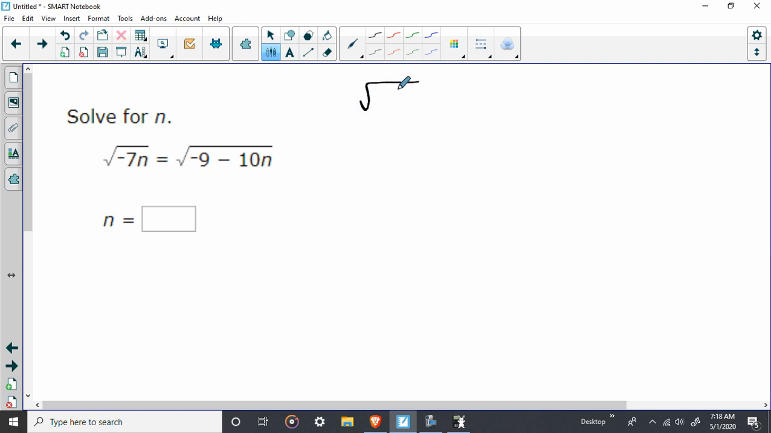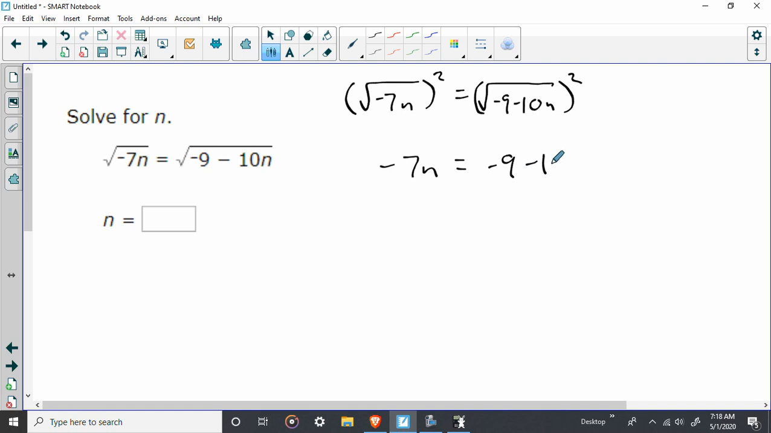Watch your negative signs. As always, watch your negative signs. I don't believe there were any things that you really had to worry about here. Again, they're doing this at an Algebra 1 level, so there's not a whole lot we have to worry about. But again, we're going to square both sides. We're going to find out negative 7n minus 9 is equal to negative 10n. I'm going to add 10n over here, add 10n over here. We'll find out that negative 9 is equal to positive 3n, divided by 3.